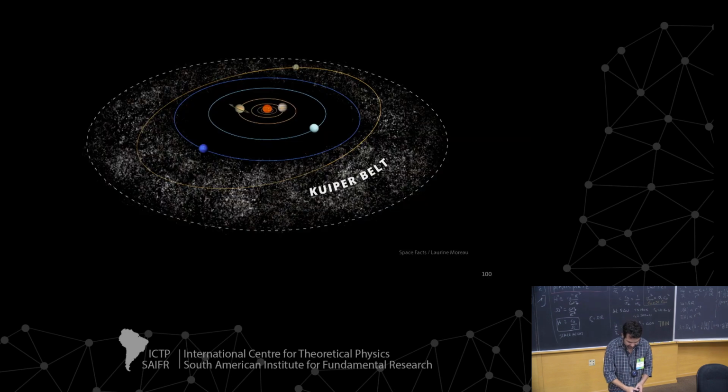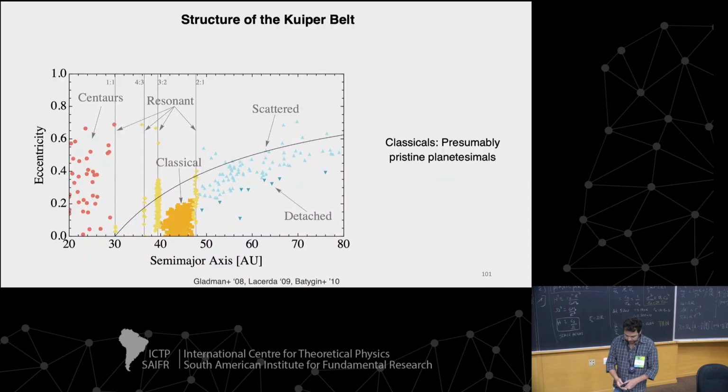Another piece of evidence comes from the Kuiper belt, from so-called cold classical Kuiper belt objects.